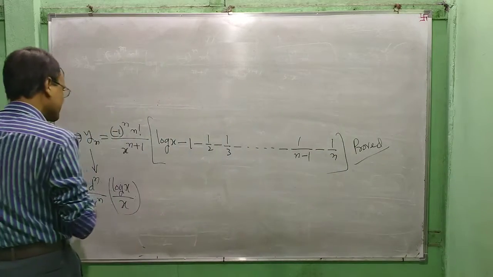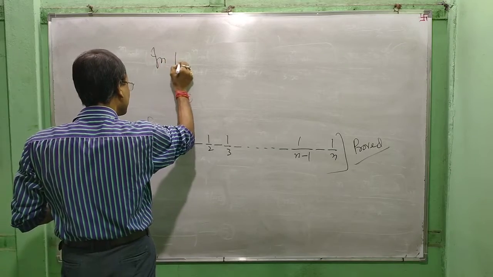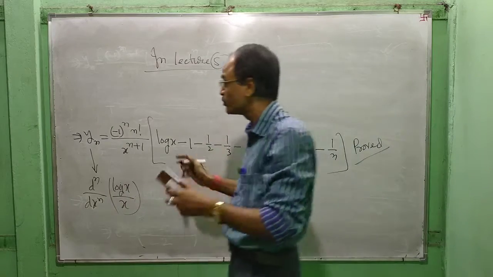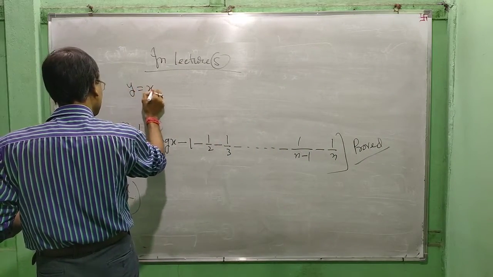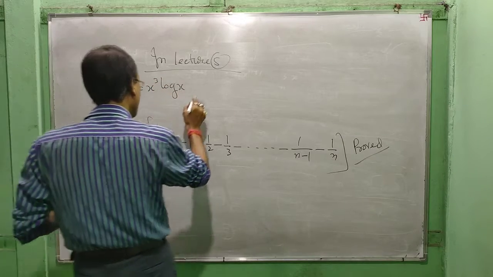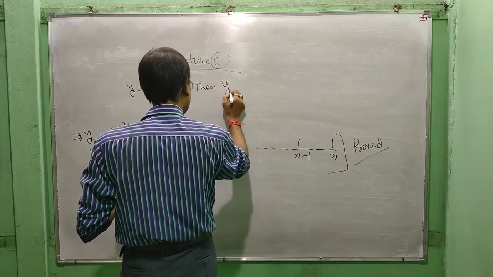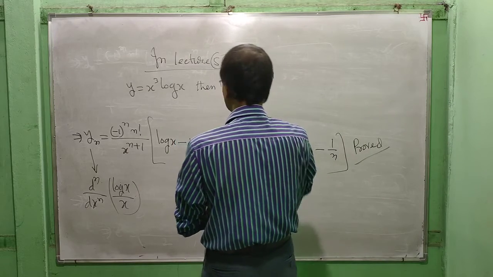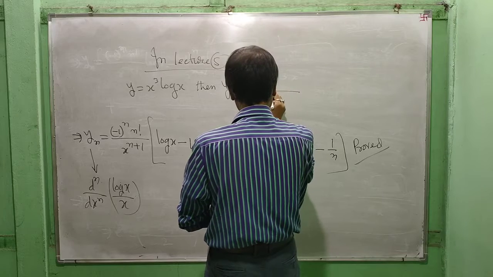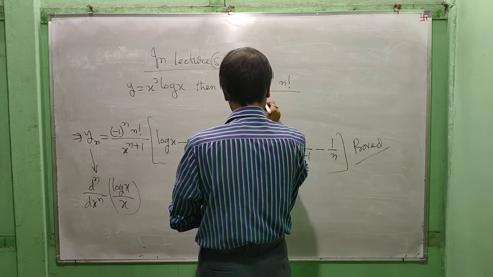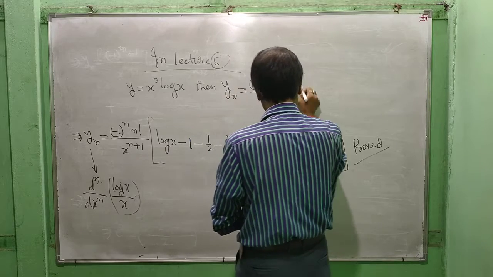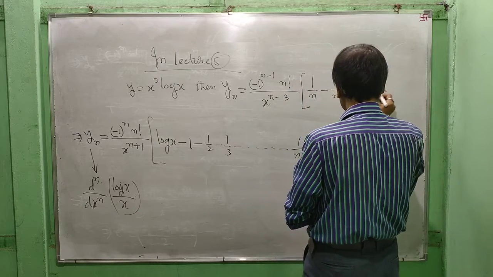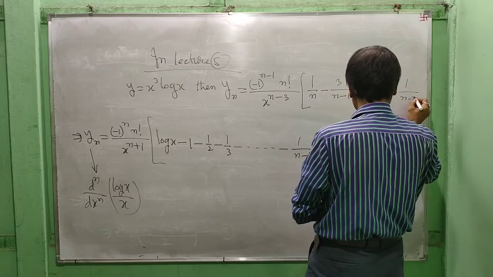What actually happened in lecture 5 of analytic differentiation: we solved a question, y is equal to x cube log x, then yn is equal to, we got minus 1 whole to the power n minus 1 factorial n divided by x to the power n minus 3, we got like this, 3 by n minus 1 plus 3 by n minus 2 minus 1 by n minus 3.